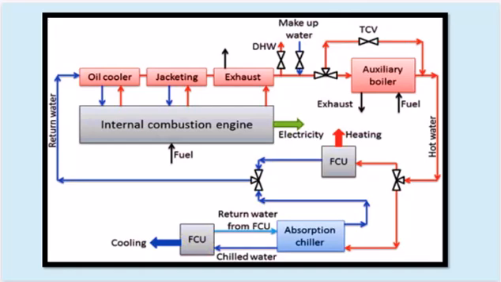The illustrated system represents a cogeneration system, also known as a combined heat and power system. This technology efficiently utilizes the waste heat generated by an internal combustion engine to produce both electricity and useful thermal energy. Working process. Electricity generation. The internal combustion engine, fueled by a suitable energy source, for example natural gas or diesel, converts chemical energy into mechanical energy, which is then transformed into electrical energy through a generator.